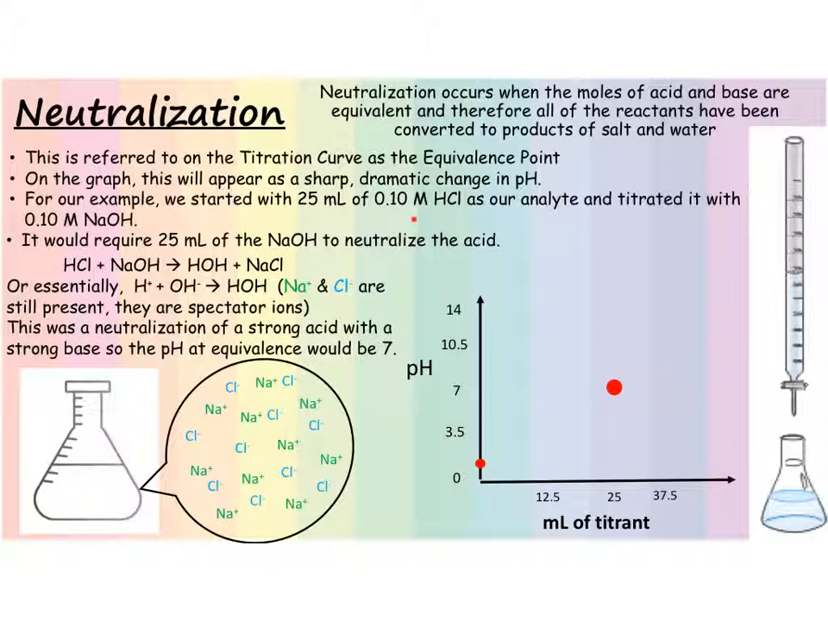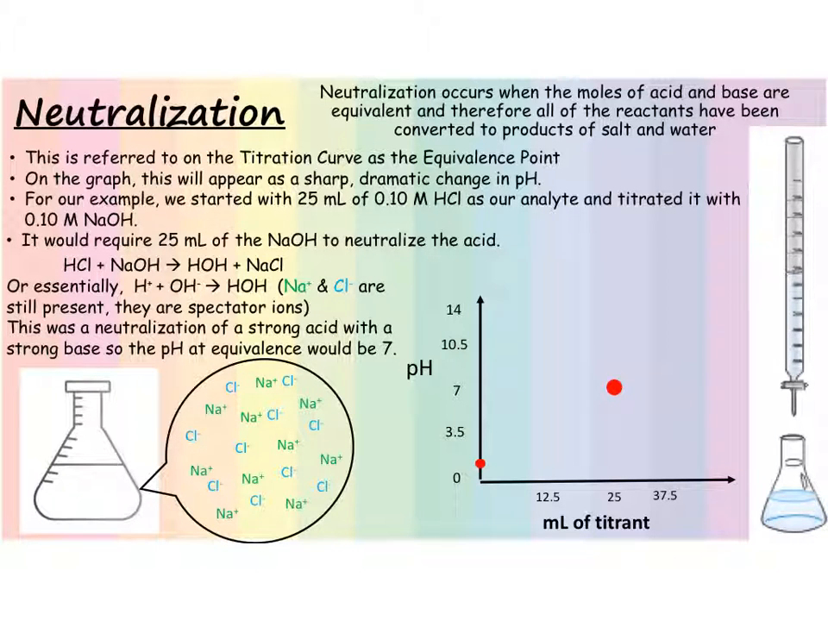Well, if we did M1V1 equals M2V2, we'd need 25 mL of the NaOH to neutralize our acid. Now, because we reacted a strong acid and a strong base, we know that our salt is going to be neutral. So because our salt is neutral, there's going to be no H+ or OH-, and it's going to be at a pH of 7, right? So we know our volume is 25, and our equivalence point is at a pH of 7. So there's the next dot on our titration curve.